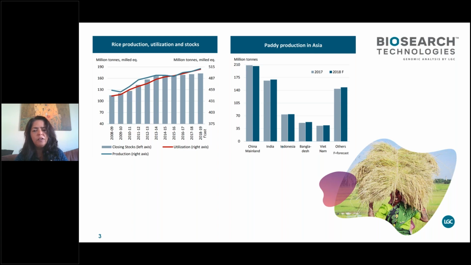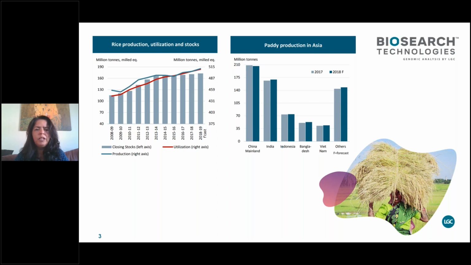But as you can see on the graph on the right-hand side, the increase in production in Southeast Asia has not matched the demand in the past few years. And this is primarily due to floods and droughts that were prevalent in 2017, where we saw a reduction in production. So this is why it is very important to develop new traits and new varieties that are adapted to the climate changes that we are seeing at the moment and in the future.